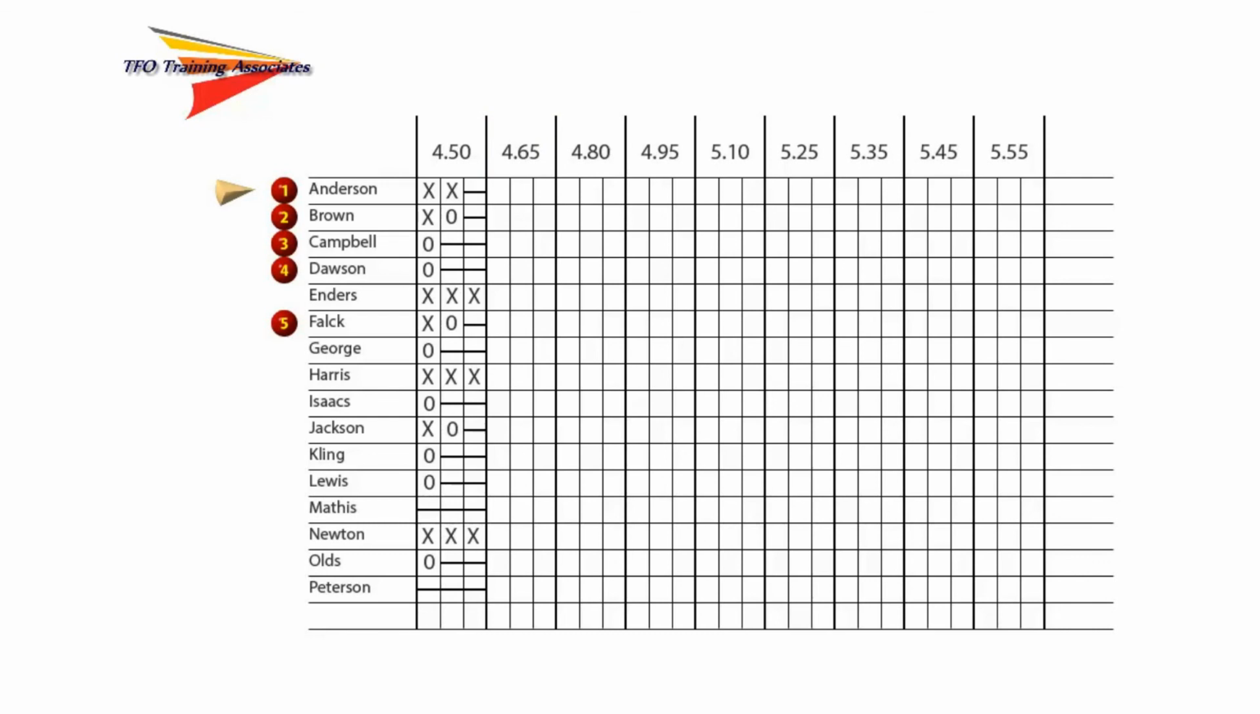It's important to remember that Anderson, by virtue of passing his third attempt, will have only 1 attempt at this height. Should he fail, he's eliminated from the competition since it would be his third consecutive miss. If he clears 4.65 meters, he remains in the competition.